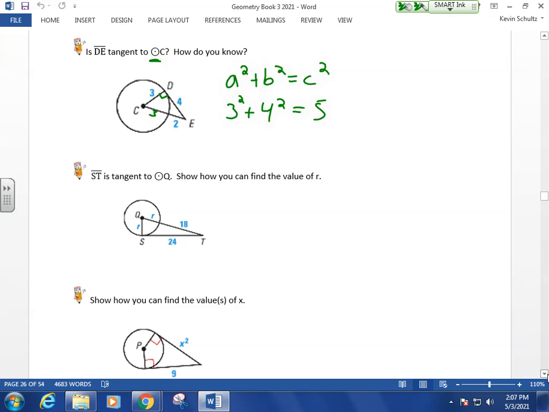And you should recognize this hopefully as a Pythagorean triple. 3 squared plus 4 squared does indeed equal 5 squared. So yes, it is a tangent line, and we know that because the Pythagorean theorem works.